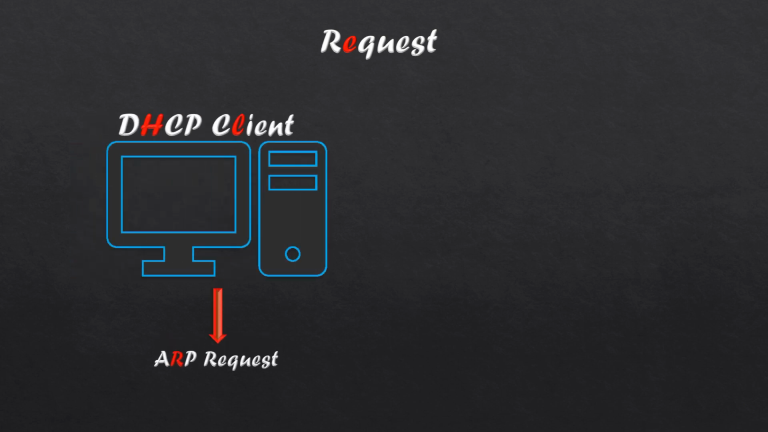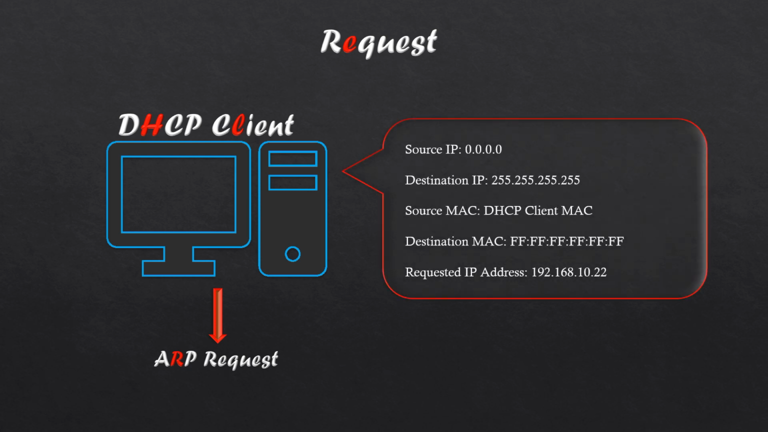Now the client receives the offer from the DHCP server. It then sends out an ARP request to check if the offered IP address is used by any other devices in the network. If it is not used, then the client sends out a request to the server to use the offered IP address. In this, the source IP is 0.0.0.0 as the client doesn't have an IP address.